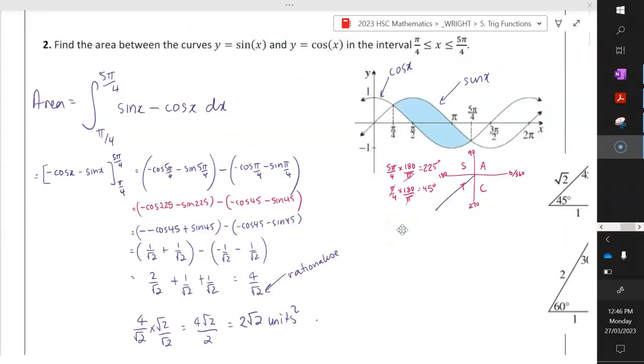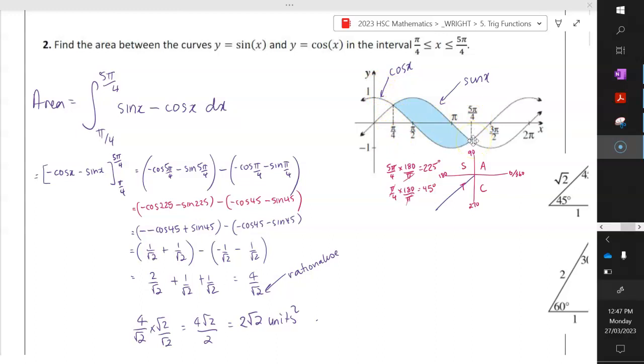This one's fairly long. This is a difficult one, and one I really would like you to concentrate on having a go at and working right through to the end. Finding the area between the curves y equals sine of x and y equals cos of x in this interval only, pi over 4 and 5 pi over 4. So if we were to work out where these two graphs intersected, that is where they would intersect, and here's a diagram below, pi over 4 and 5 pi over 4.